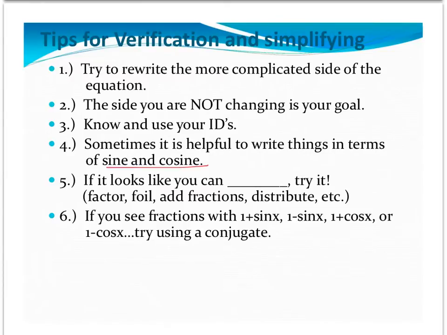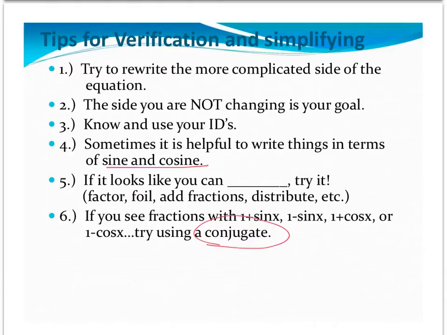Other techniques that we used are factoring, foiling, making like denominators and adding fractions, distributing, and then lastly we talked about using conjugates. Conjugates are useful when you see, for example, 1 plus sine x. If you multiply by 1 minus sine x over 1 minus sine x within a fraction, then you get those Pythagorean identities which we can use with substitutions.